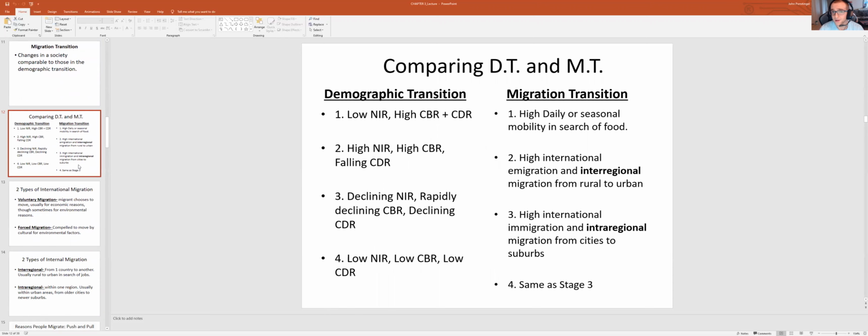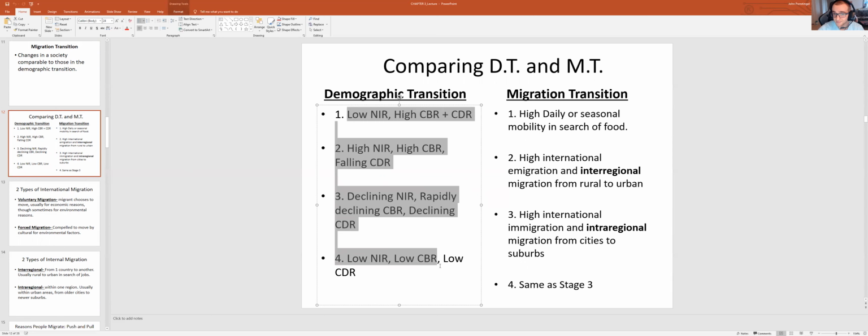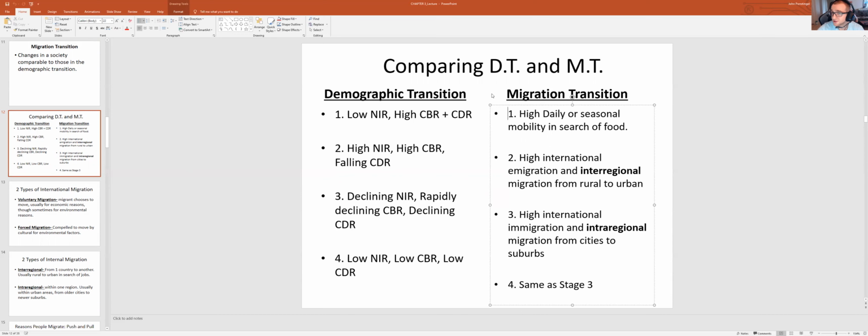Slide number 12 is about the demographic transition model from chapter 2. Hopefully you're well versed in that by now and what all of these acronyms mean. Each stage in the demographic transition is accompanied by a migration transition stage and how people move. So when you see migration transition, just think about people's movement, if that helps you remember it.